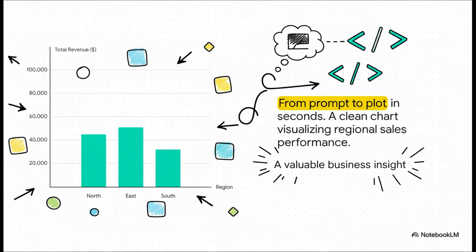And here's the final output, the big payoff. We run that generated code and boom, a perfectly clean bar chart that visualizes regional sales performance. You can immediately see which regions are the top performers and which ones are lagging. We went from a simple English sentence to a valuable business insight in less than a minute.